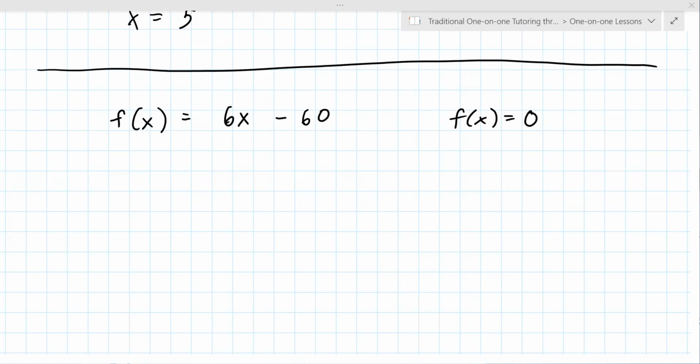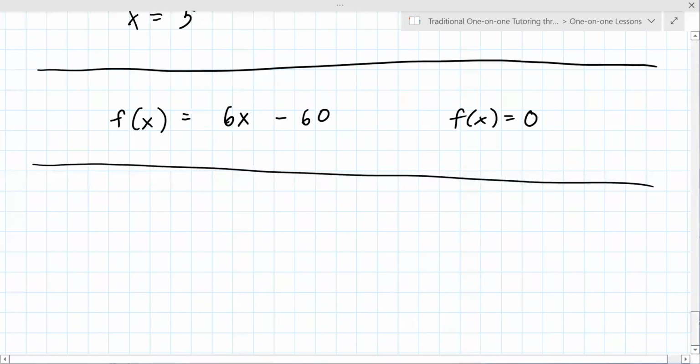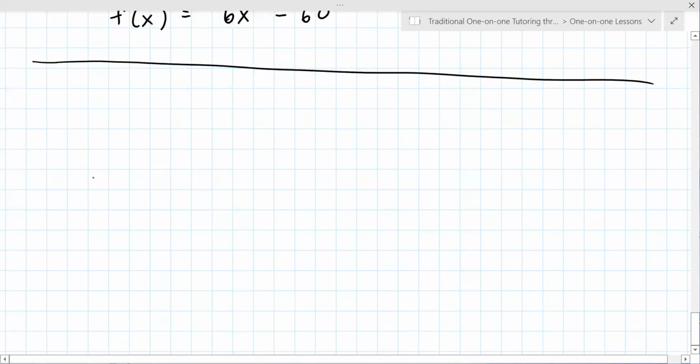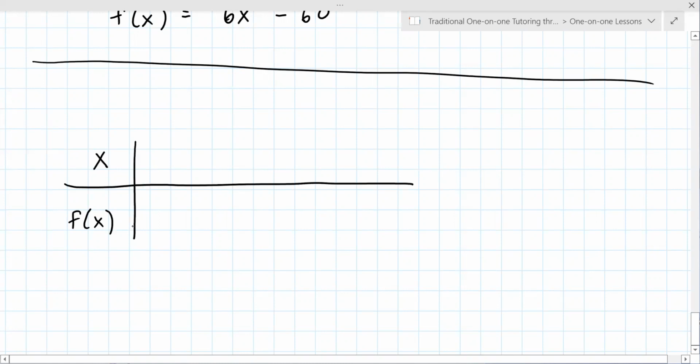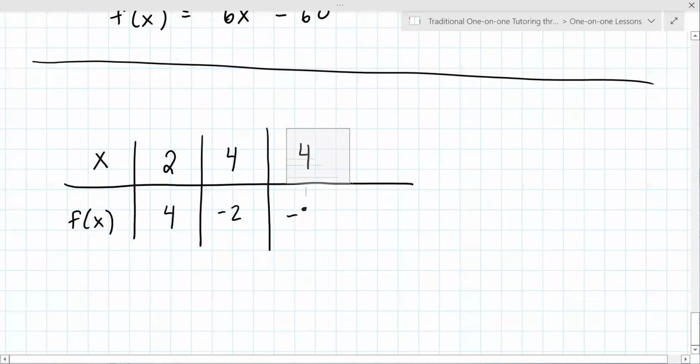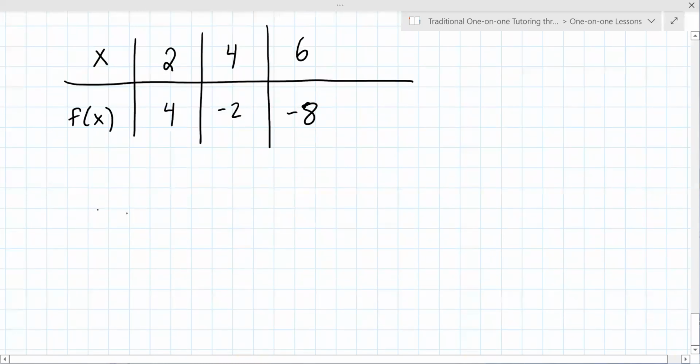So let's go back to what we were doing earlier. We're going to make another table. Okay. So here's your table. X, f of x. Let's do this. The x values are 2, 4, 6, and the f of x values are 4, minus 2, minus 8. Okay, so my same question to you is, what is the pattern?